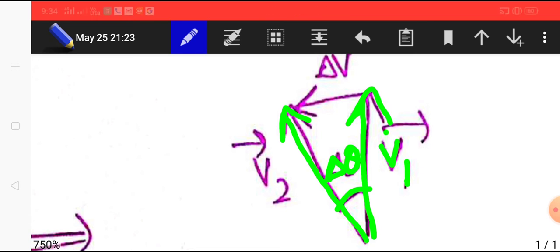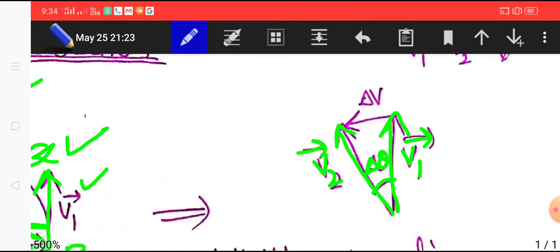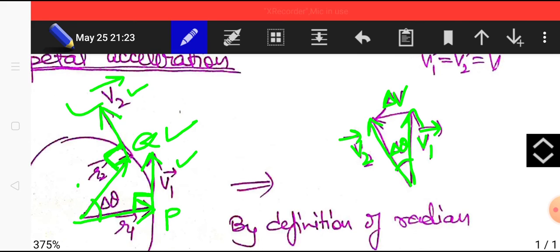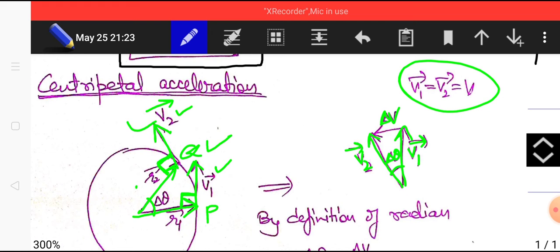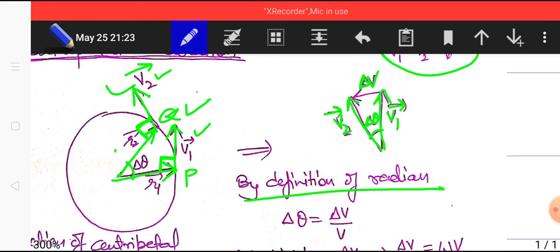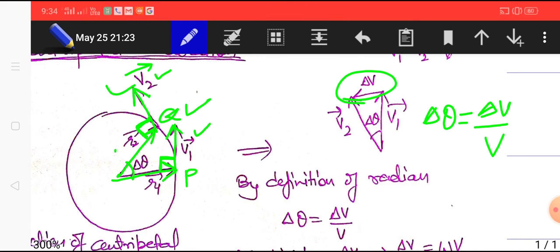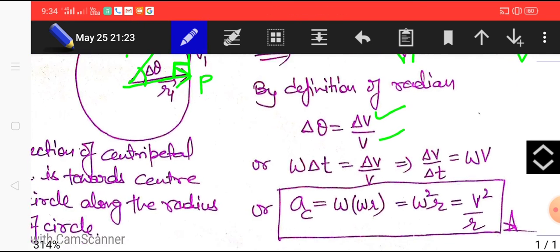So the v1 vector and v2 vector both have magnitude v, and this change in velocity is represented by delta v. By the definition of radian, your delta theta will become delta v divided by v, because delta v is the arc and v takes the place of the radius. So delta theta is delta v by v, because v1 and v2 both have the same magnitude v.